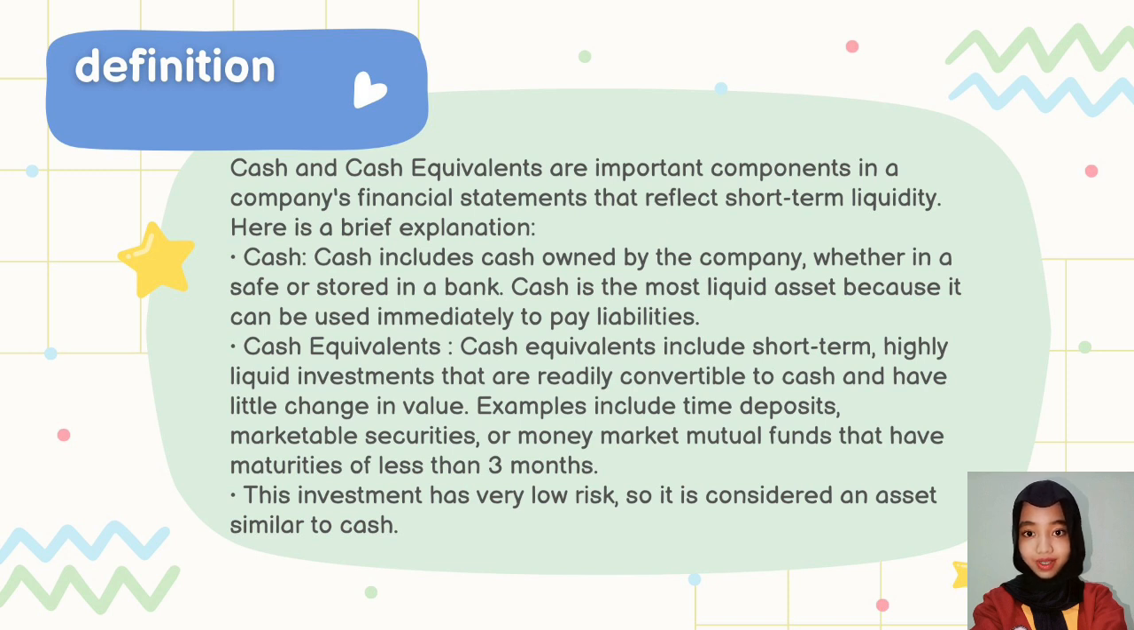Cash includes cash owned by the company, whether in a safe or stored in a bank. Cash is the most liquid asset because it can be used immediately to pay liabilities. Cash equivalents include short-term, highly liquid investments that are readily convertible to cash and have little change in value. Examples include time deposits, marketable securities, or money market mutual funds that have maturities of less than 3 months. This investment has very low risk, so it is considered an asset similar to cash.